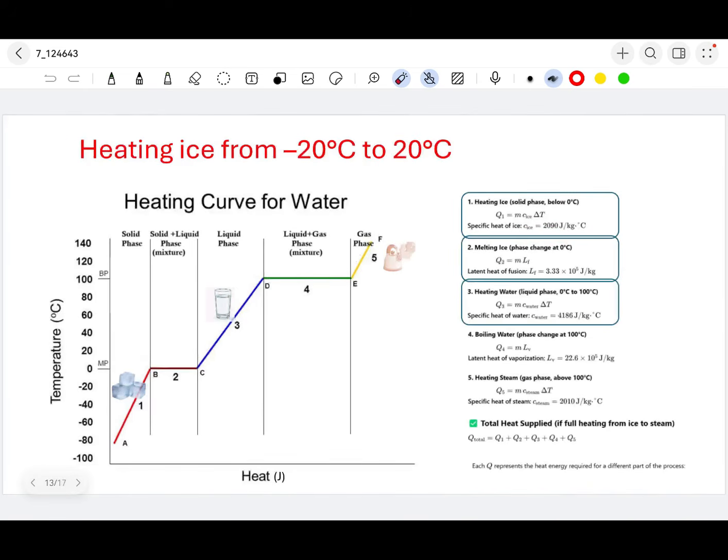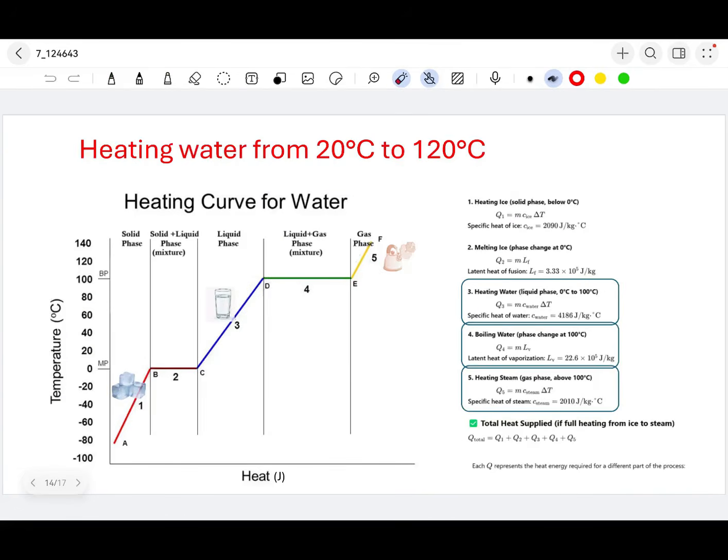Suppose we are heating the ice from minus 20 to plus 20. From here to here means how many steps? Solid phase, phase change, and the liquid phase. Totally 3 phases are there. So the total heat energy supplied to convert the ice from minus 20 degrees to plus 20 degrees is these 3 steps. So Q total equals Q1 plus Q2 plus Q3.